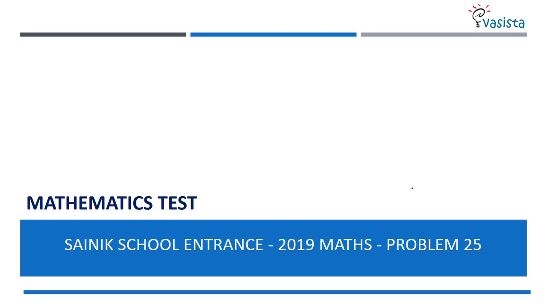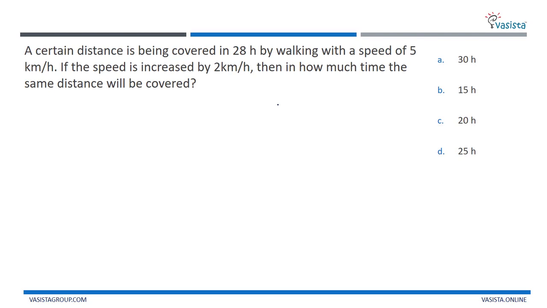Fine, let me solve problem number 25 here. A certain distance is being covered in 28 hours. We don't know the distance, but it is covered by walking with a speed of 5 km per hour.